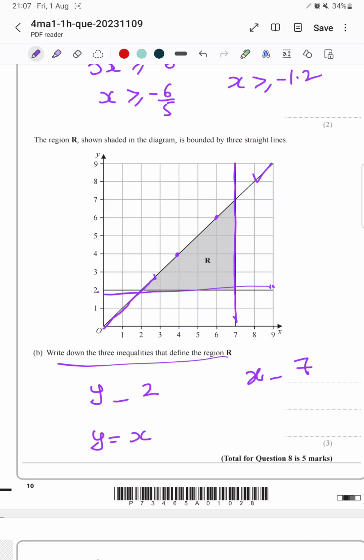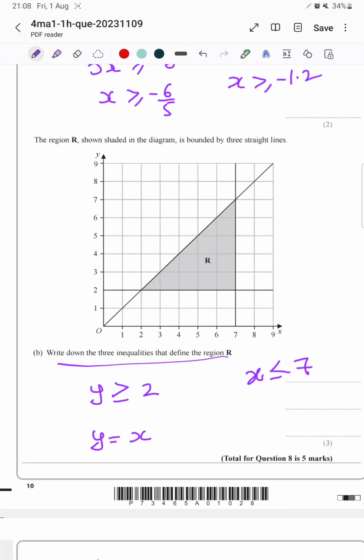Okay, so now the shaded area is this one. If I look at this line, the shaded area is above, so that means y is greater than or equal to 2. For x, x is less than or equal to 7. And here I need to see which area will be considered. Is it y greater than x or y less than or equal to x? So I choose one point.